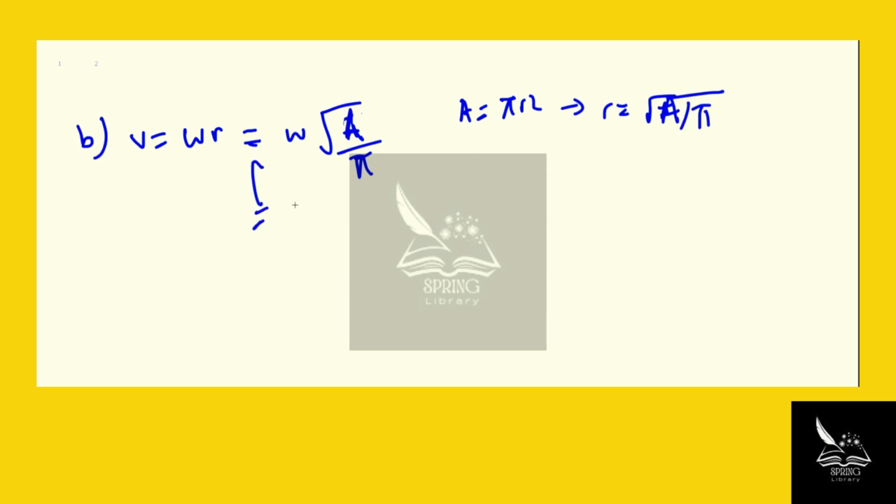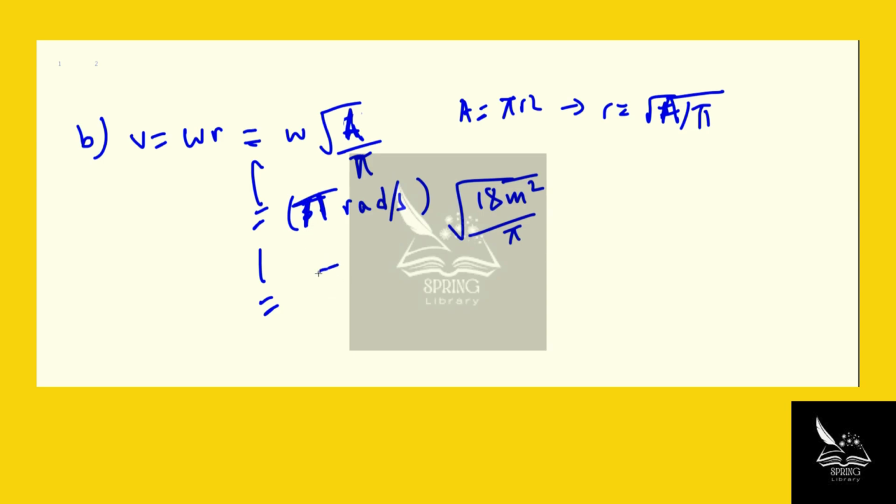Okay, and so again, let's just write it as pi radians per second for omega, and A we just found out to be 18 square meters over pi, and this gives us root 18 over root 18 pi, which is 7.5 meters per second. Now this is a very low velocity, and so it is not feasible to use this to generate anything. So not feasible. And that's it.